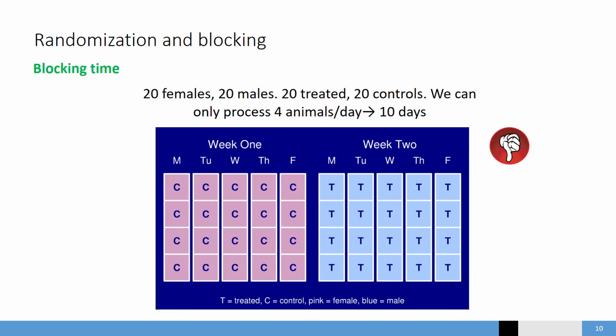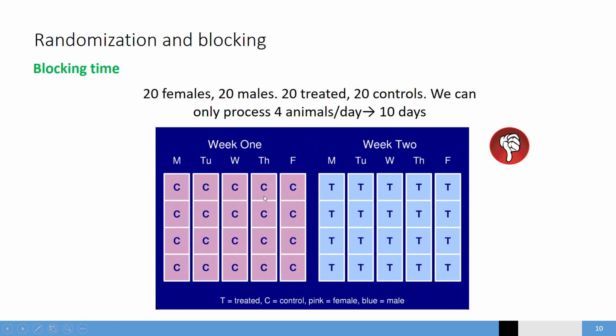Okay, let's look at this design. Let's say that you have calculated your N. You have decided that you need 20 treated animals and 20 controls, and you will also have 20 females and 20 males. And the experiment takes quite a lot of time, so you can only process 4 animals per day. So you have in total 40 animals, so it will take 10 days. And you decide to organize them in this way.